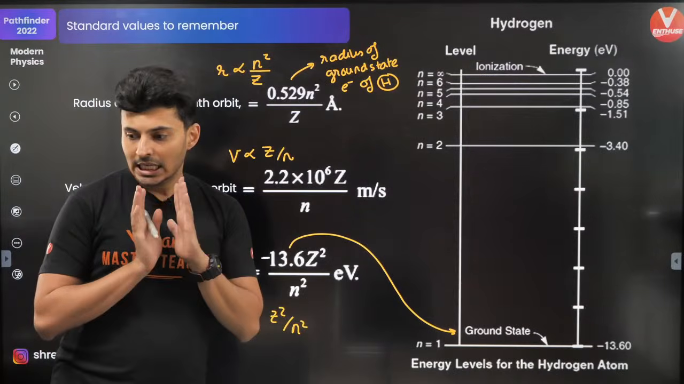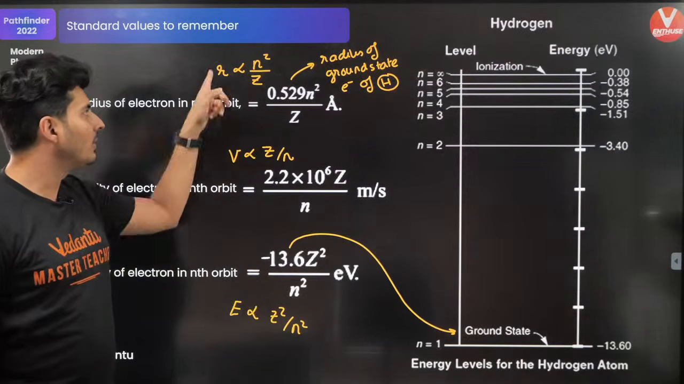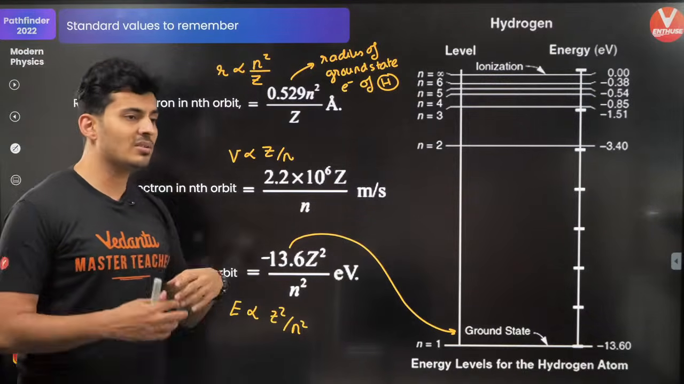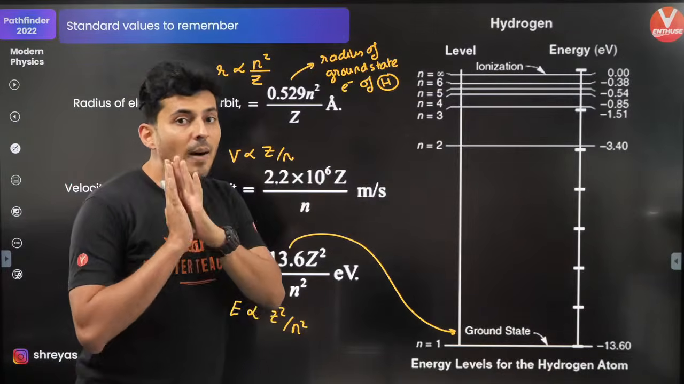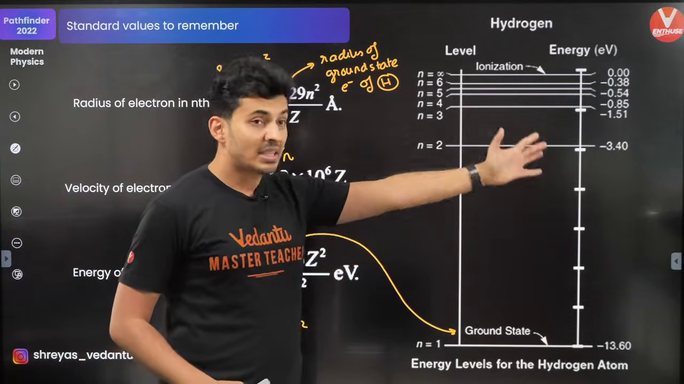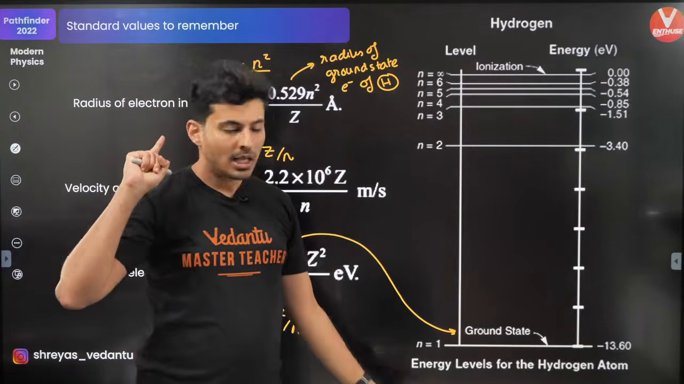Fair enough. Now, these are the proportionalities that you have to keep in mind. R is proportional to n square by z, velocity is proportional to z by n, energy is proportional to z square by n square. Apart from that, this is the chart which you should remember. It's very important, trust me on this.